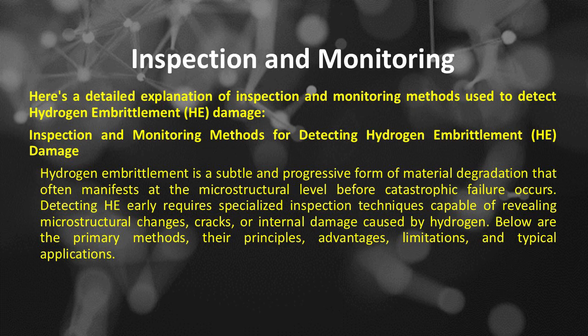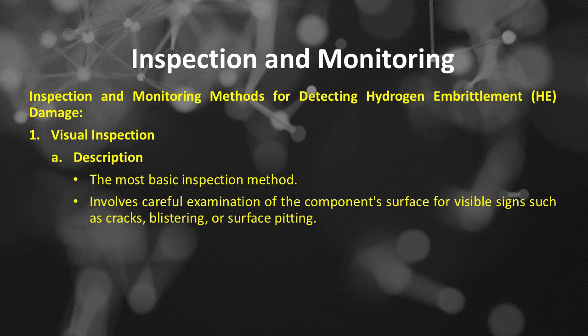Below are the primary methods, their principles, advantages, limitations, and typical applications. Inspection and monitoring methods for detecting hydrogen embrittlement, or HE, damage. Number 1 is visual inspection.